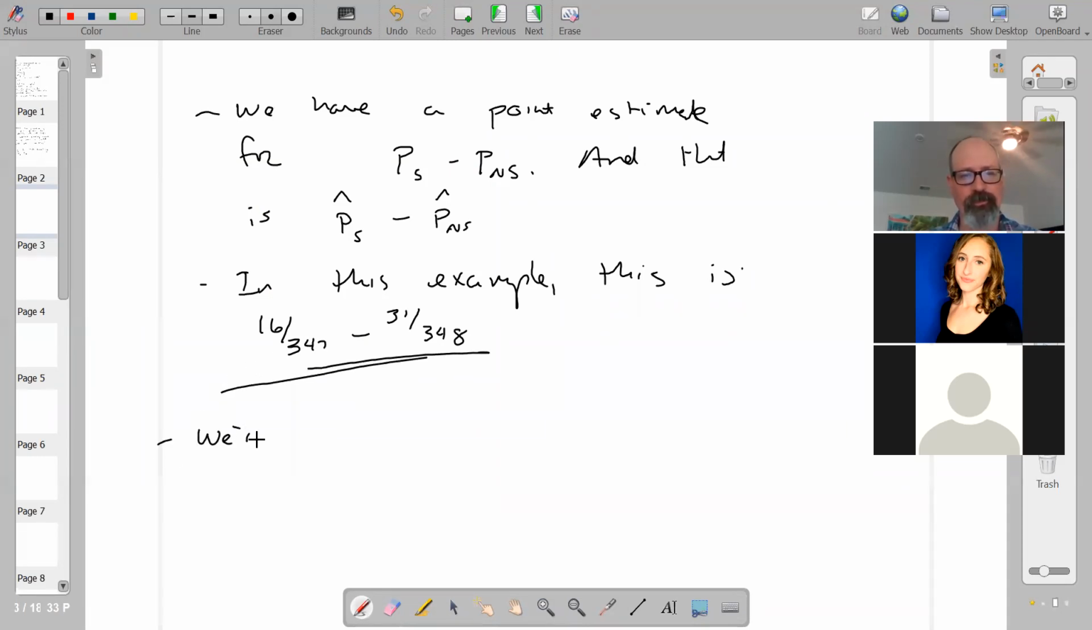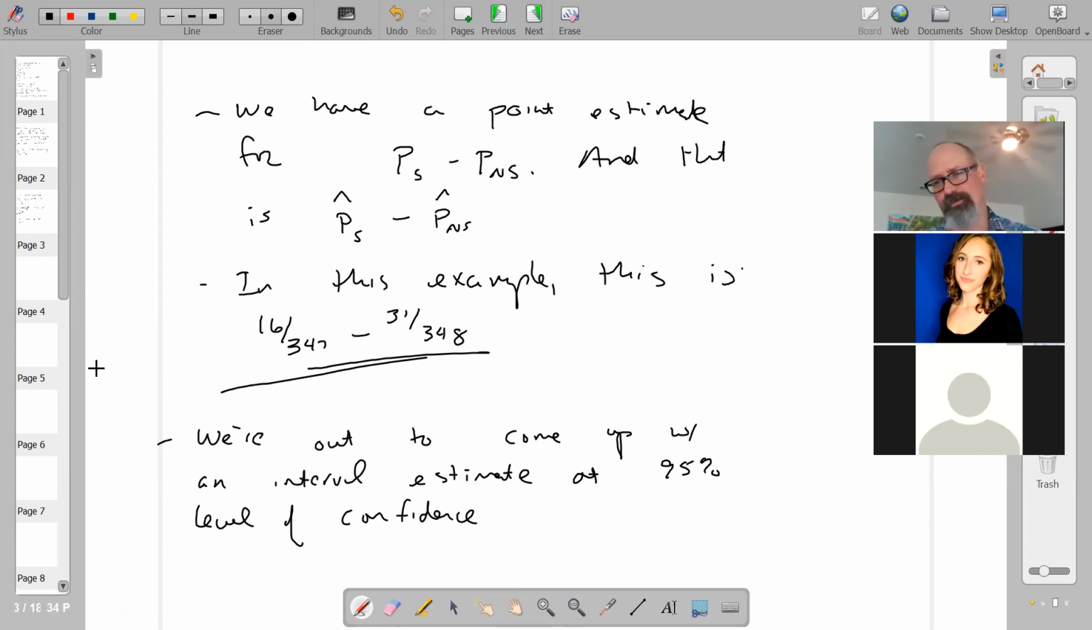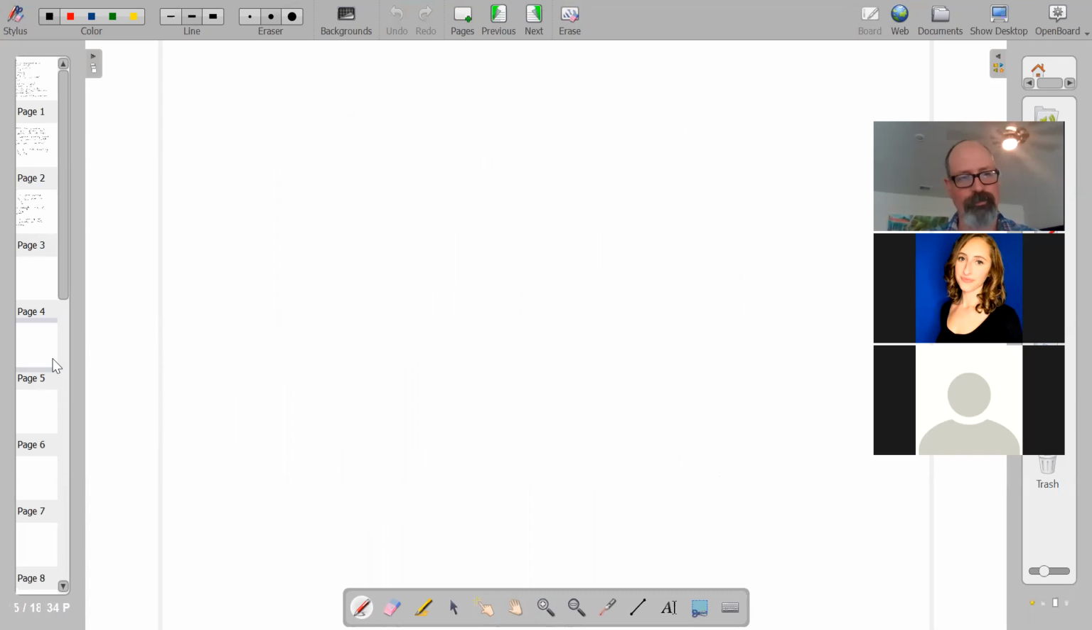We're out to come up with an interval estimate, which we can of course do very quickly with StatCrunch at, let's say, the 95% level of confidence, and we want to interpret the result when we do that. I guess I should always remind you what the formulas are. Remember that in general, that's page 3.